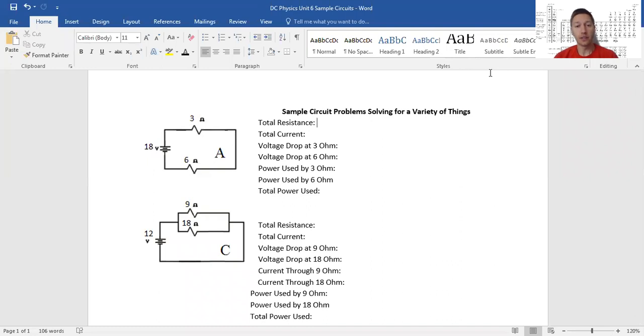In this video, I'm going to talk about how to solve a variety of things to connect to circuits. Some of this will include total resistance and the current. We're going to solve for voltage drops. We're going to solve for power used by individual resistors as well as total power used by the circuit.